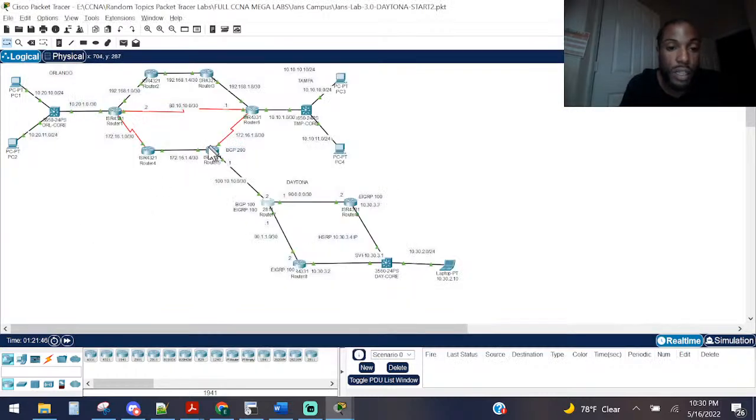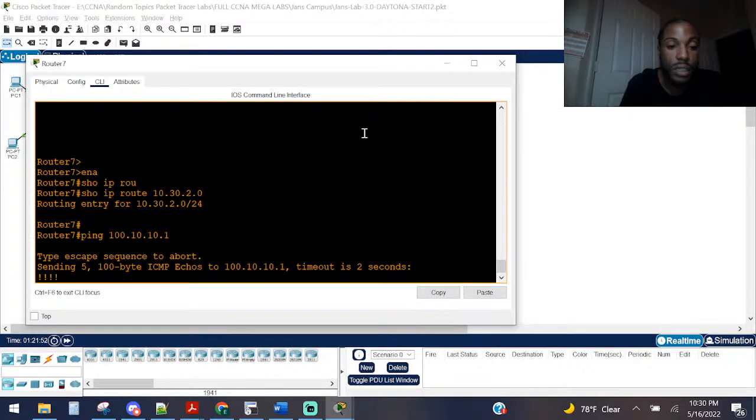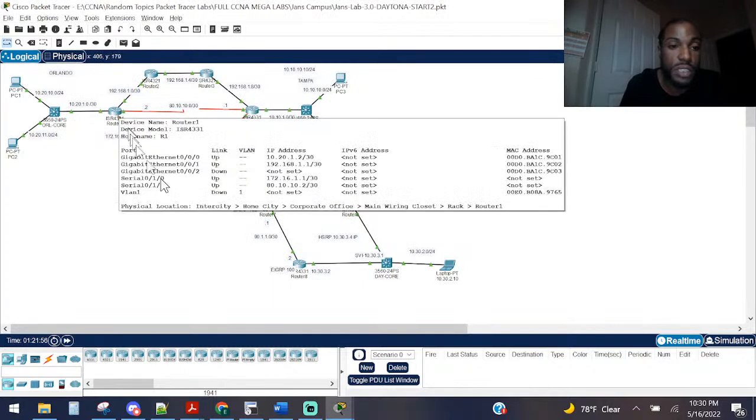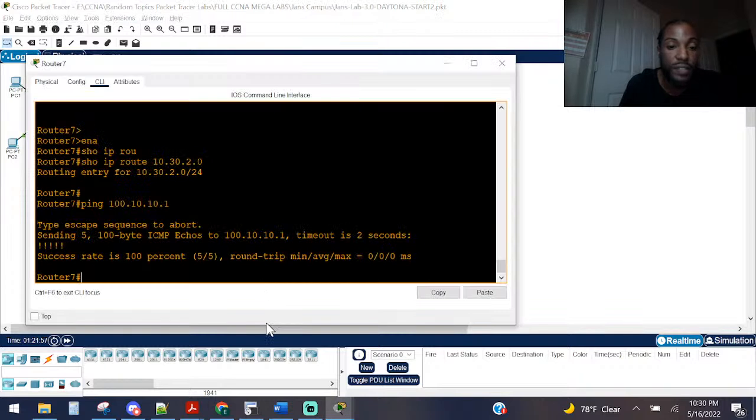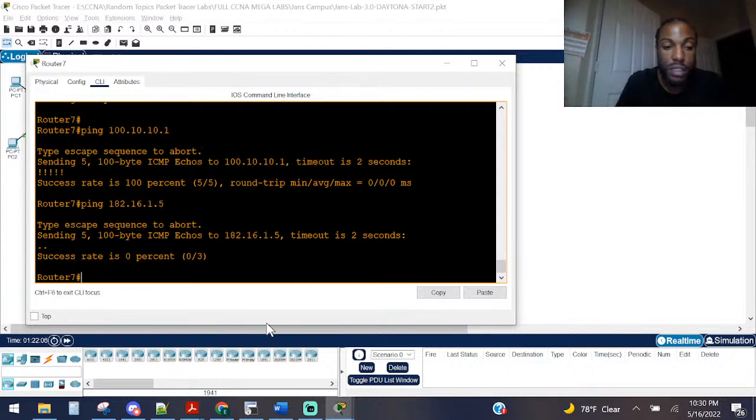We know we can ping router 5, right? 100.10.10.1, I can ping that. Can I ping beyond him? Let's try to ping 172.16.1.5. Ping 172.16.1.5. Oops, I put 182. You stupid. 172.